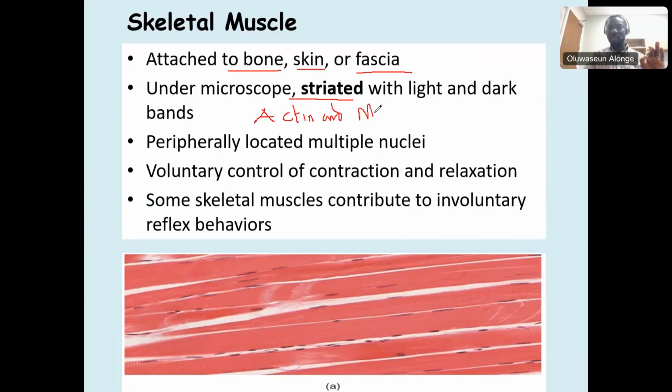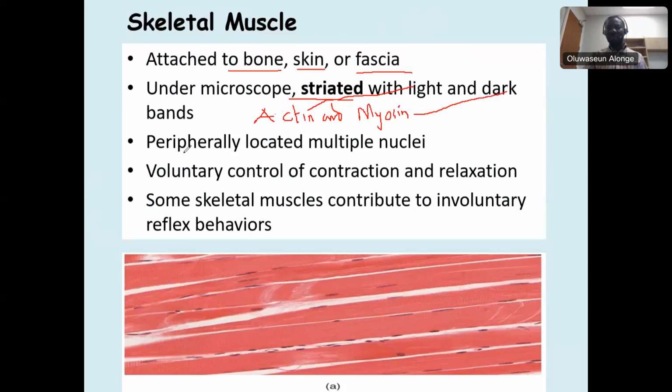Actin and myosin, those are the contractile proteins. It is the way these proteins are arranged that we call striation. So the actin forms the light band. The myosin forms the dark band. That is what we call striation.